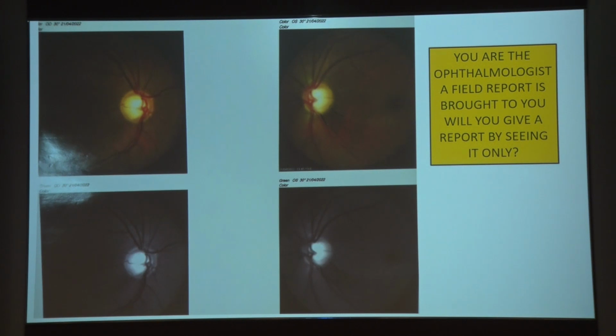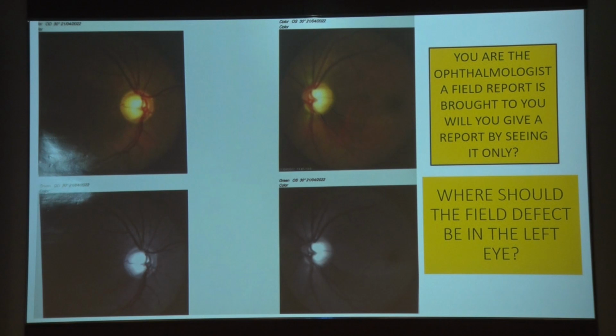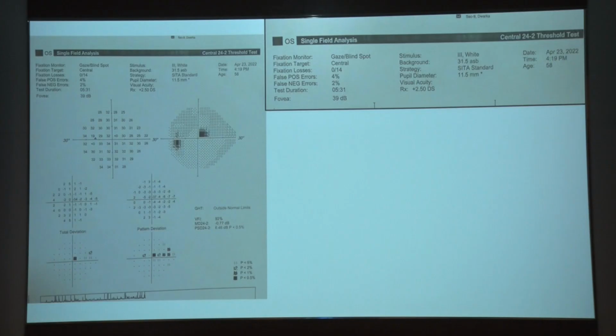Where? Good. Now, in this patient, where should the field defect be? All right. But is that enough? What do you see on the right side? Just look at it more carefully. What is up there? Pupil is dilated, so who sent this patient to you? Retina specialist. All right. Now, is there anything else?